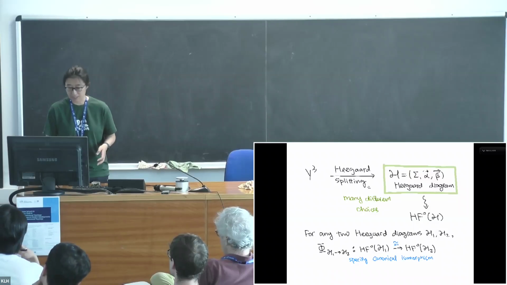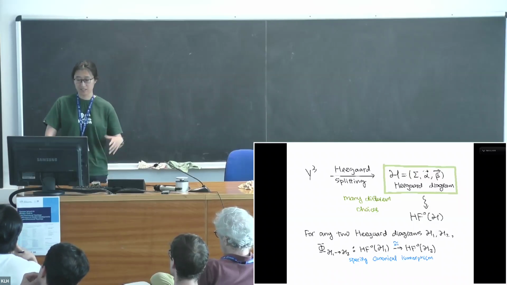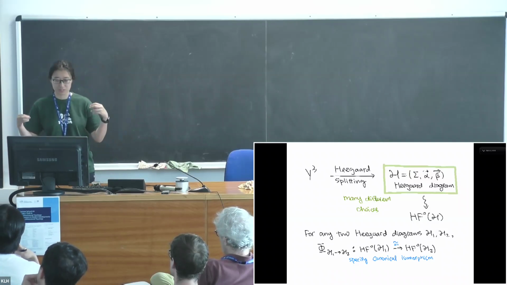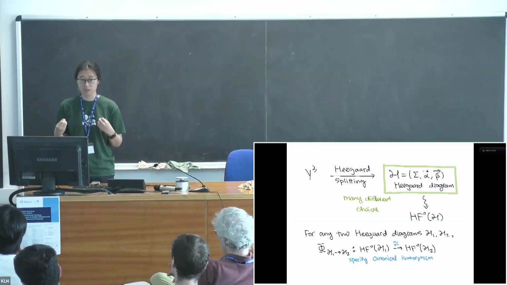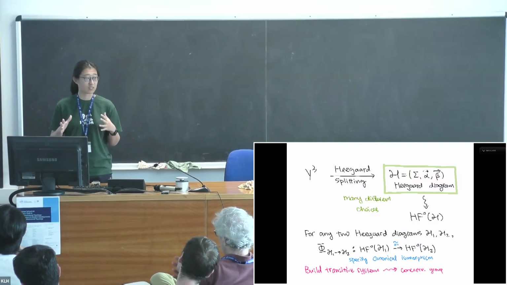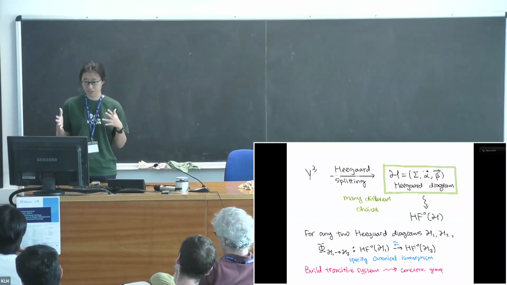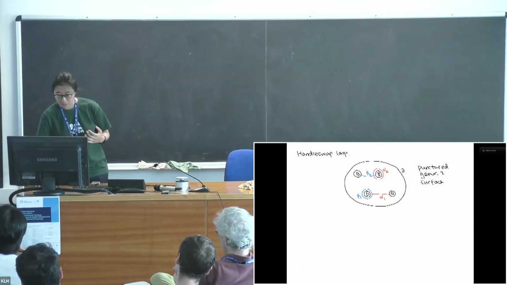So in order to get a concrete group, we would like to assign, given any two different Heegaard diagrams, a canonical isomorphism between them. Then using this, we want to build a transitive system, and taking some kind of limit, we can get a concrete group. This is the first step we want to do.